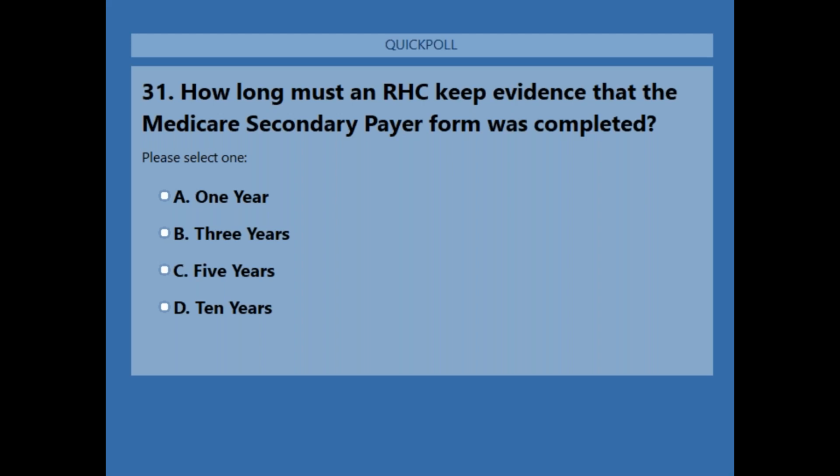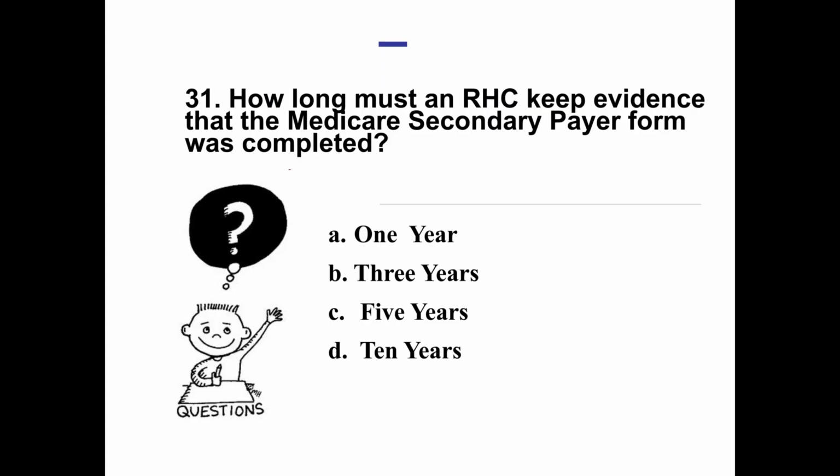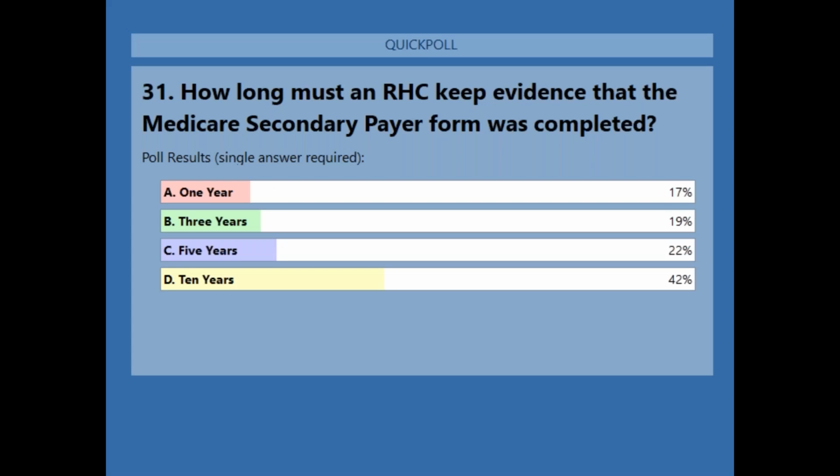And here we go. You guys are doing good on the voting here. Wait just a little bit longer. And Danny, go ahead and close it out because we're running out of time here. So, okay, what are our answers here? 17% for 1 year, 19% for 3, 22% said 5 years, and 42% said 10 years. Unfortunately, the majority of you guys are right.